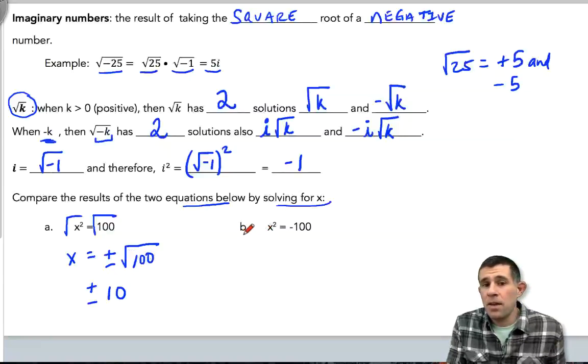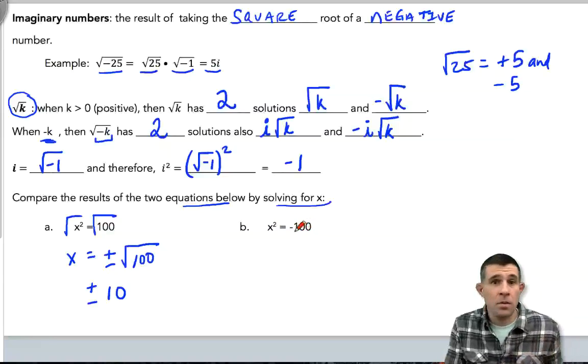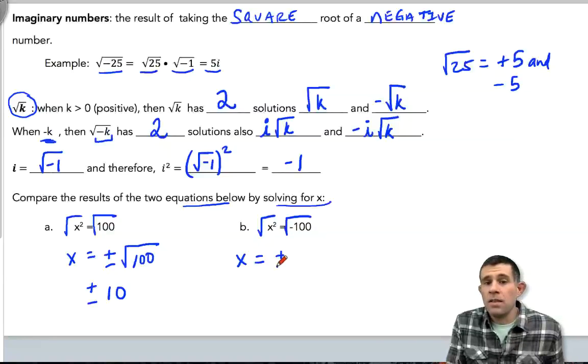Alright, let's compare that to solving this equation. x squared is equal to negative 100. Now in other words, if I square something, I should get a negative 100. But you guys have learned that that's impossible. Anytime you square a number, you'll end up with a positive value, not a negative. So let's solve by taking the square root of both sides. When I do that, I get x is equal to both the positive and the negative, because there's two solutions, i times the square root of 100.